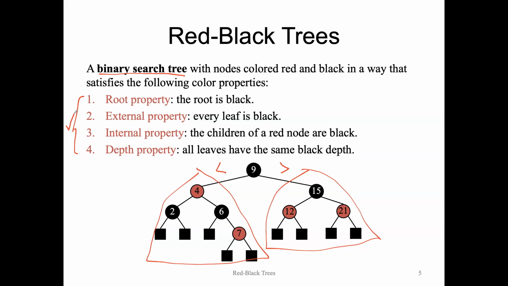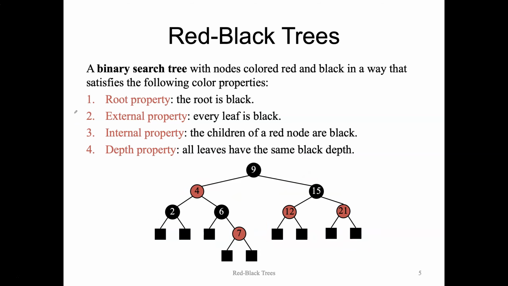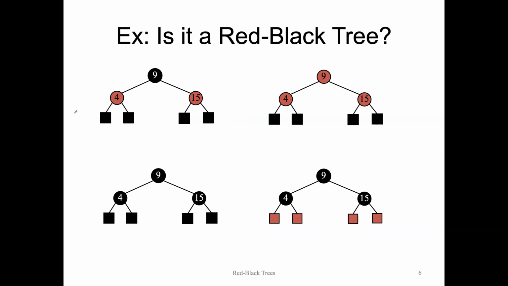Okay, so we have a root property, root is black, external property, all leaves are black, internal property, children of a red node are black, and depth property, all leaves have to have the same black depth. So let's do a few examples to see yes or no, is this a red-black tree? So take a minute, go through these, and just try to check off, do you think this is a red-black tree or not? Does it satisfy those 4 properties?